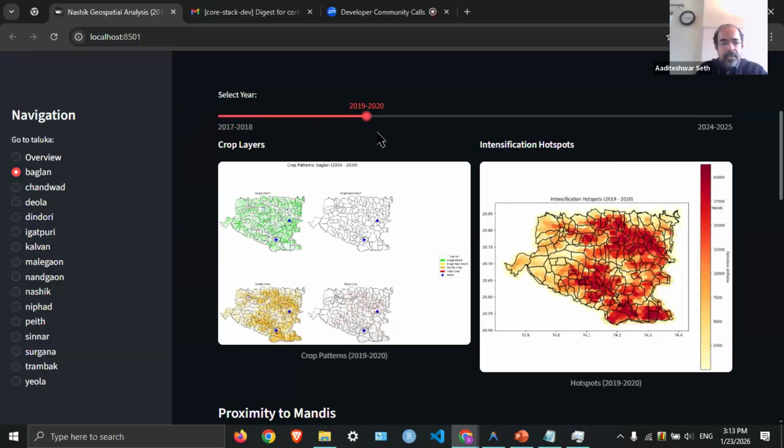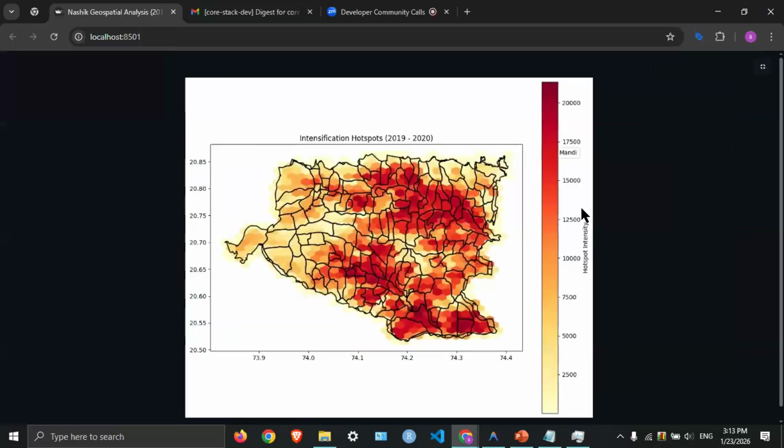A quick clarification, Sanket, sorry to interrupt. What are the units on the map on the right? The legend that's there. Yes, this one. Yeah, hotspot intensity.